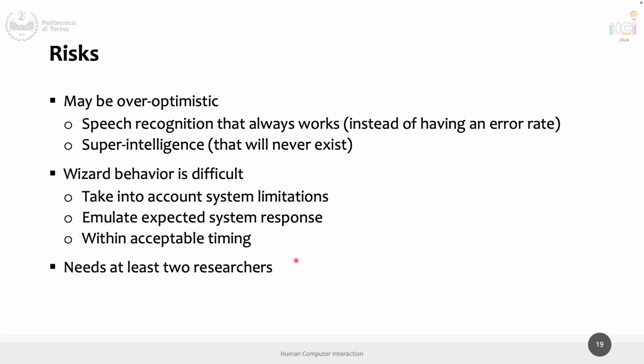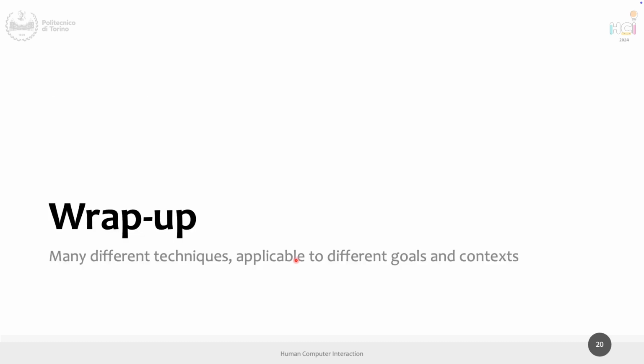And most of the time, you need at least two researchers, one playing or helping the wizard, and the other one actually running everything and taking care that everything works, because you have another piece that is the back office that is connected to the actual system that is used by the person. So you have multiple steps in this chain.